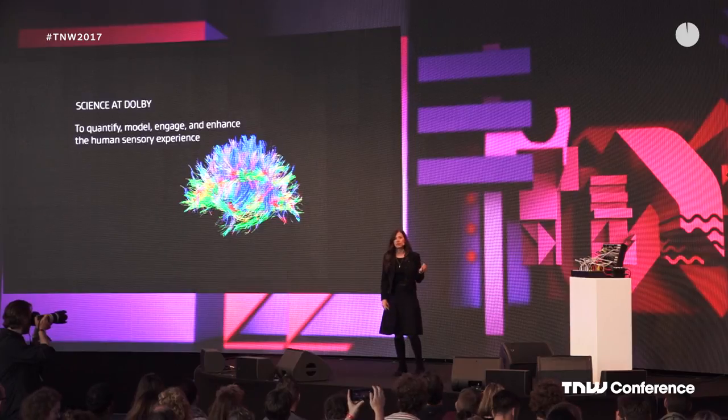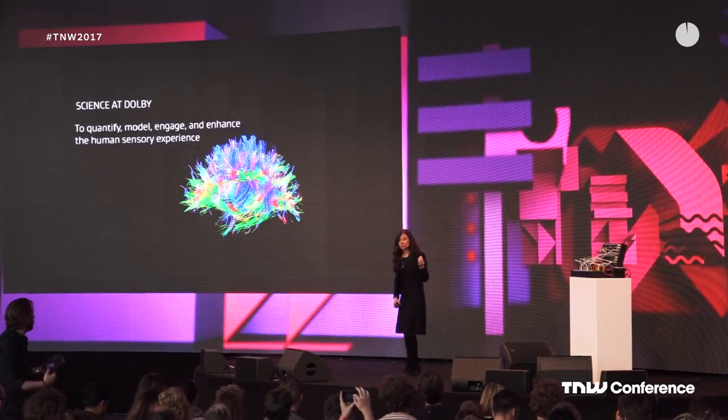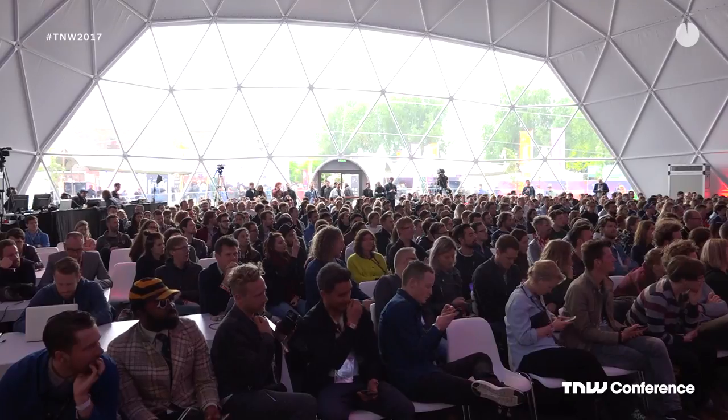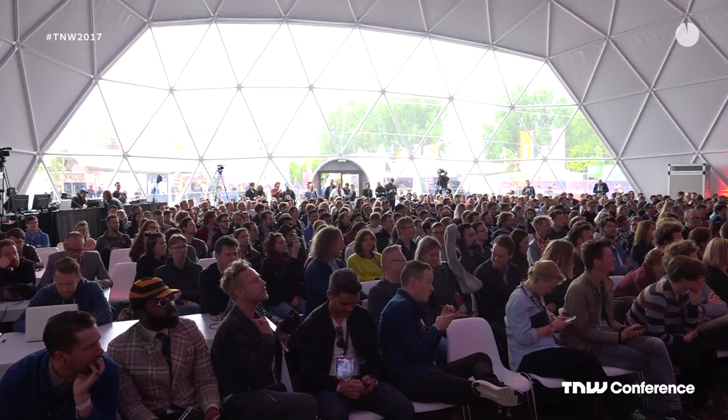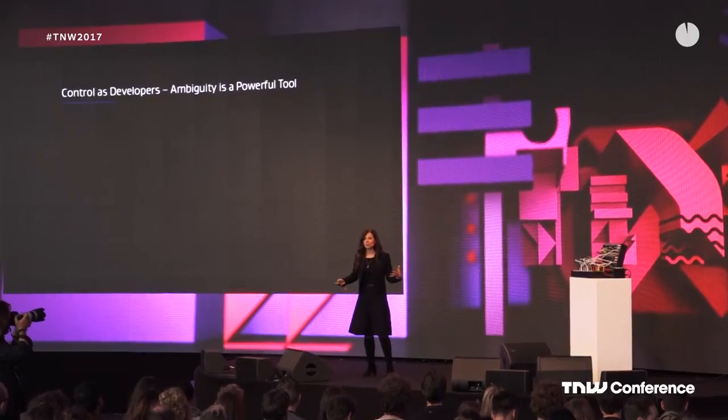And it's going to be about knowing about the perceptual units and knowing how we experience the world, and being able to represent our realities rather than the world as it is. So I'm going to give you an example of what I mean by that. We have control as developers. Ambiguity is something that gives us a particularly powerful tool.